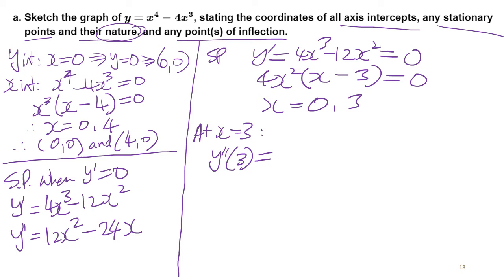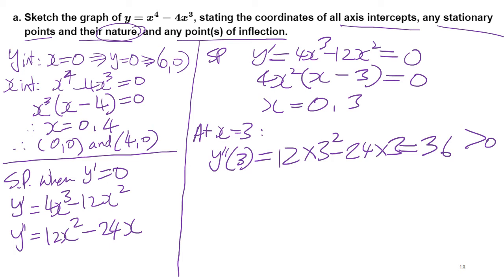It will be 12 times 3 squared, take away 24 times 3, which equals 36. 36 is a positive number, which means it is concaving up. You need to remember these by now. If your second derivative is greater than 0, it's concaving up, which means this is going to be a minimum turning point.